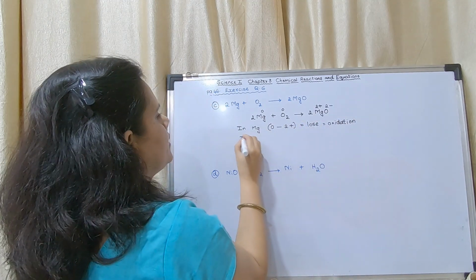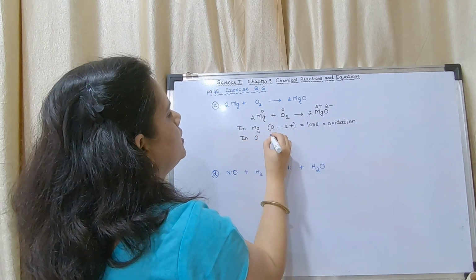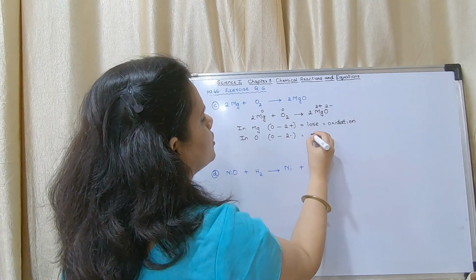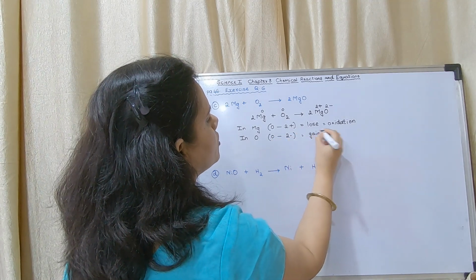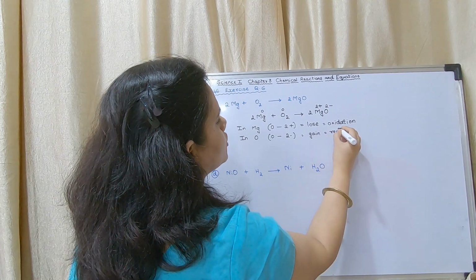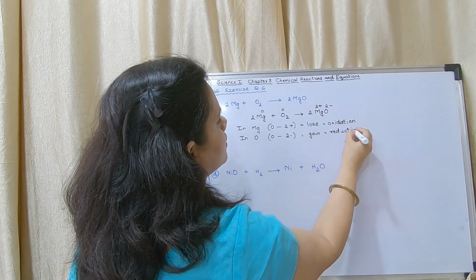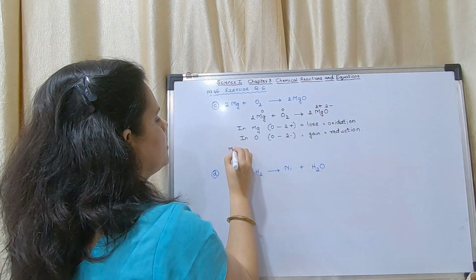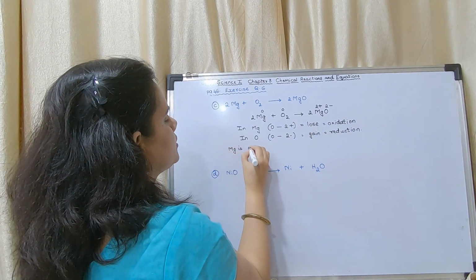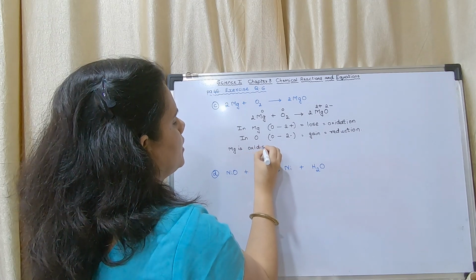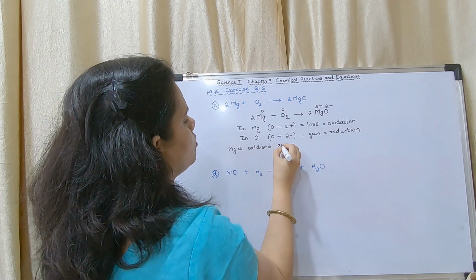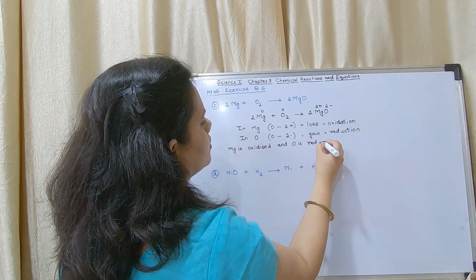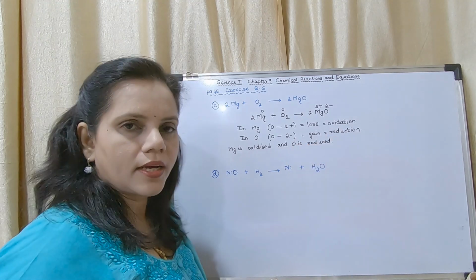Okay, and in O2, in oxygen, what has happened? O has got converted into O2 minus. So it has gained electrons, so it is reduction. Okay, so who has got oxidized? Here Mg is oxidized and O is reduced. Got it? How I got it?